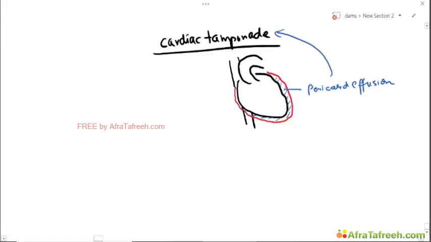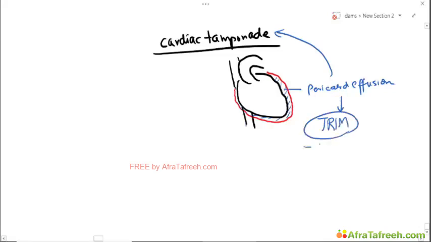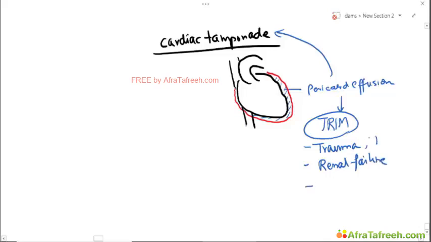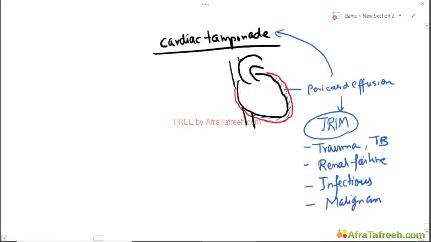Now, what are the pericardial effusions which are notorious for developing into cardiac tamponade? That can be remembered as TRIM. That is trauma, renal failure, that is uremic pericarditis, tuberculosis, infections, infectious pericardial effusion, and malignancy. So these are the ones which are notorious to develop into cardiac tamponade, and they progress very fast.